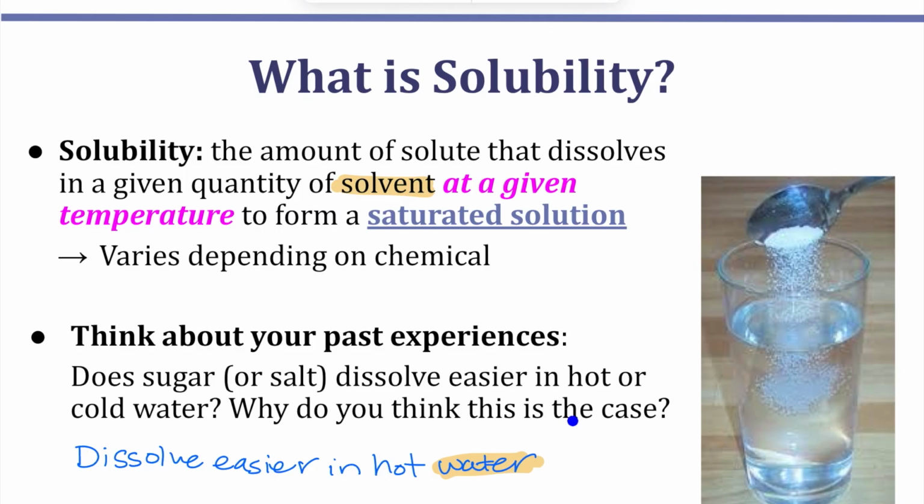Why do I think that's the case? Well, if something is hot, that means that the molecules are moving more quickly. So molecules move faster, and that is kind of mixing that solution easier. That increases that solubility. Water with a colder temperature, those molecules are going to be moving more slowly, and so less is going to be dissolved.